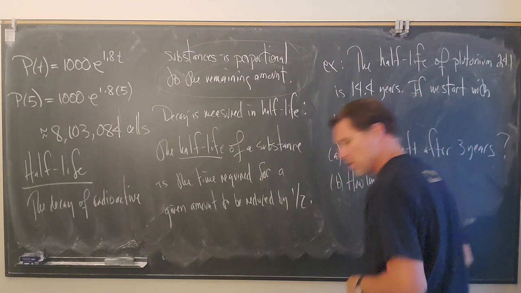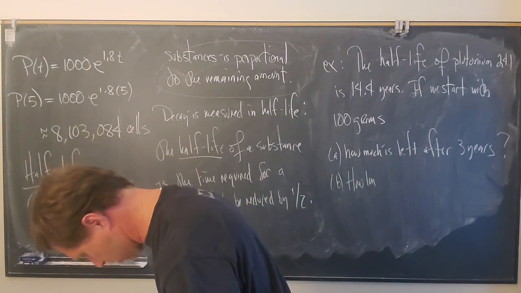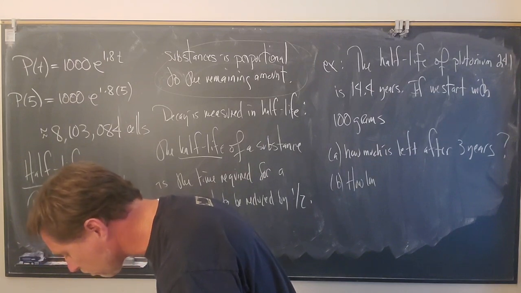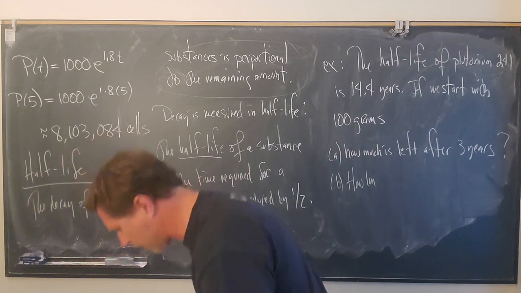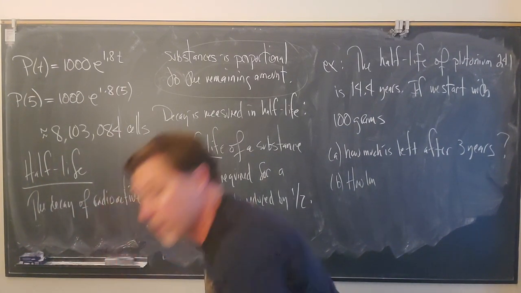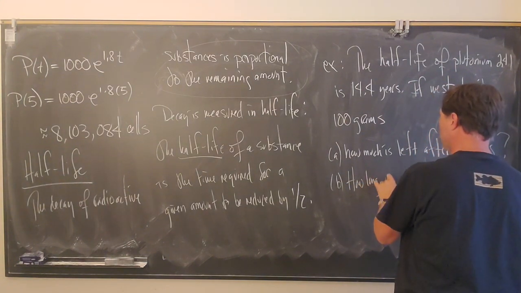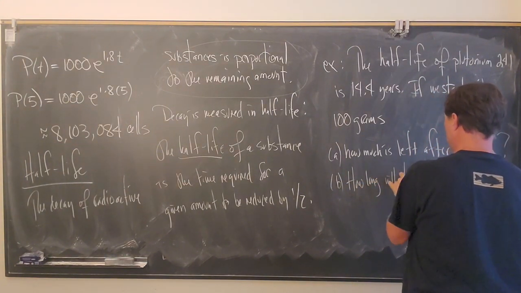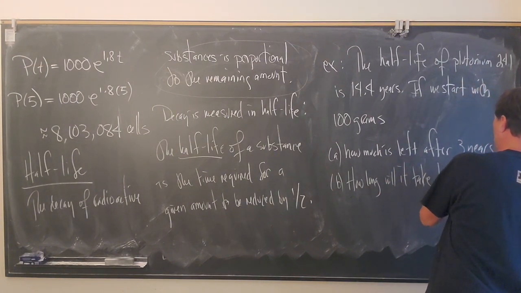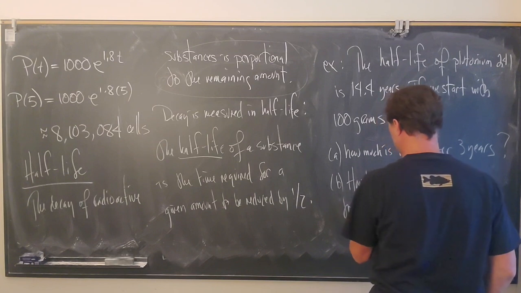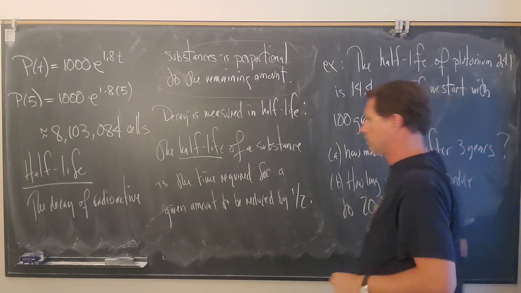Oh wait, did I say 2? I wrote 2, but I think I meant 20. Yeah, I wrote 2 on my notes, but I really meant 20. My solution has 20, so let's change that. How long will it take to reduce to 20 grams?